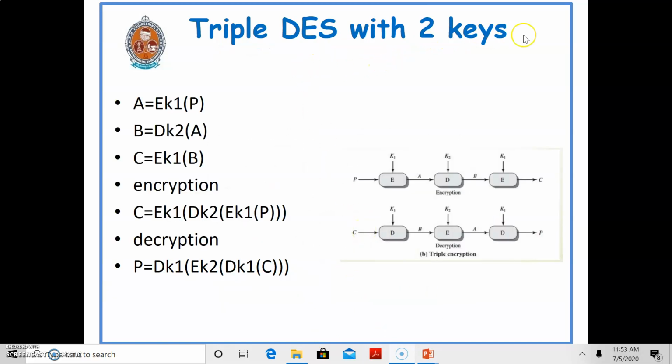Here with 2 keys, K1 and K2, the plain text is encrypted using K1, which gives an intermediate ciphertext A. This A is decrypted with K2, which gives another ciphertext. That ciphertext is encrypted using K1, which gives the final ciphertext. Decryption is the reverse of this process.